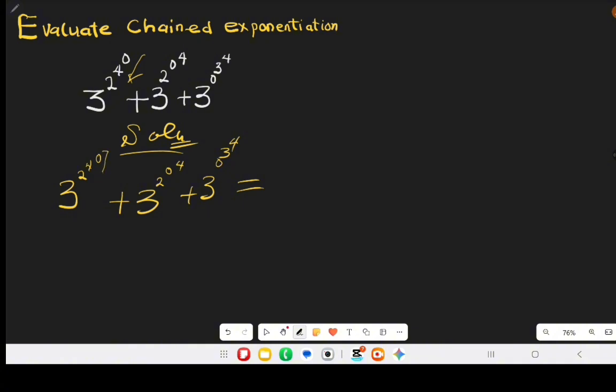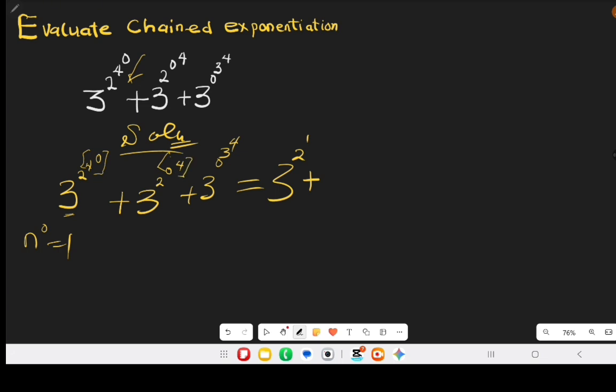The first one is showing 4 raised to the power of 0, and in the law of indices, any number raised to the power of 0 is 1. That is to say, n raised to the power of 0 is equal to 1. If that be, this will change to 3 raised to the power of 2, 4 raised to the power of 0 will give us 1, plus 3 raised to the power of 2, and we consider these first two, top two powers.